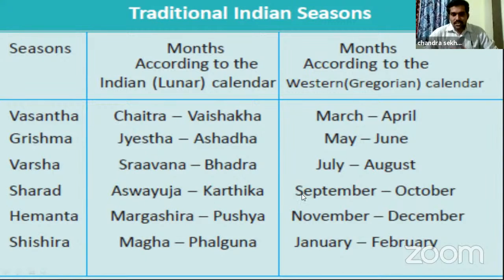Ashvija and Kartika, now September and October. Hemanta, Margashira and Pushya, November and December. Shishira Rutu, Magha and Phalguna, January and February. So every Indian should know about this Indian calendar also, along with the Gregorian calendar.